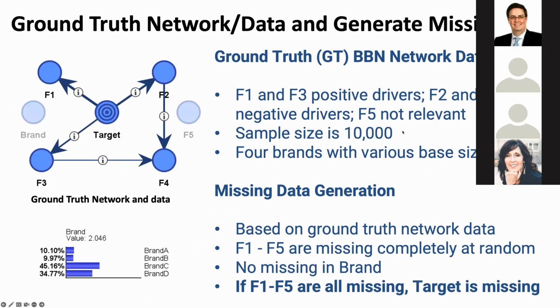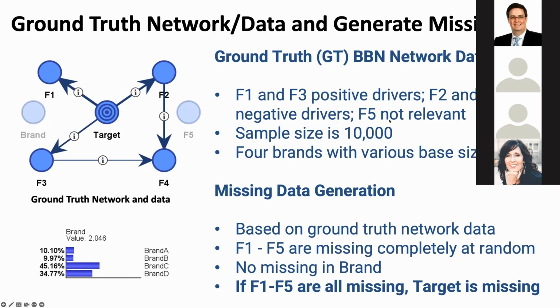So this is the simulation, really a simple simulation we did, right? You can manually construct a network like this. You can link some nodes, give a structure like this. And also you can manually input the underlying probability table, the conditional probability table here. In this case, we intentionally say F1 and F3, since we can manually input the probability values there, right? These two are the positive drivers, and F2 and F4 are negative drivers.